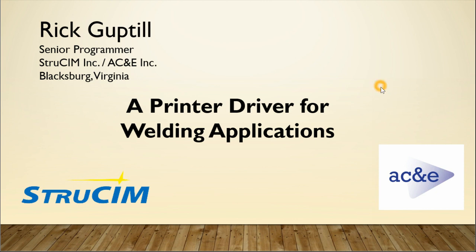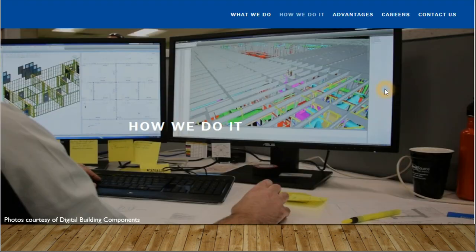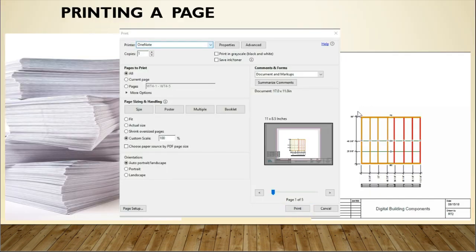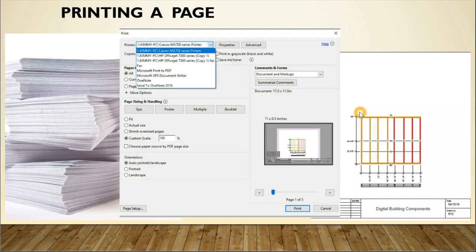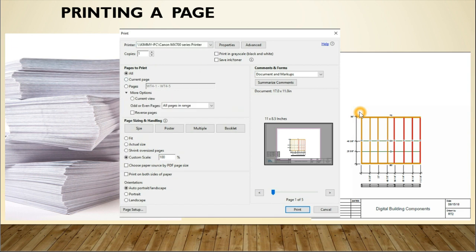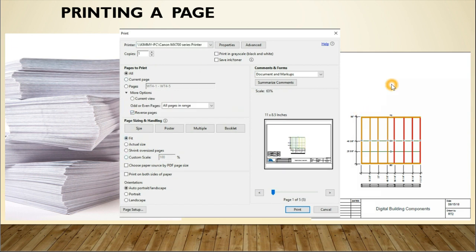The title of this is a printer driver for welding applications. And the main idea here is for us to show you how StruSim will work like a printer driver would work. For example, here is a customer of ours that makes buildings, and so you can see that they make walls and floors and ceilings, and when they want to print out something, they have this print dialog box where they say, okay, how many copies, and this is what I want, and here, and this, and that.